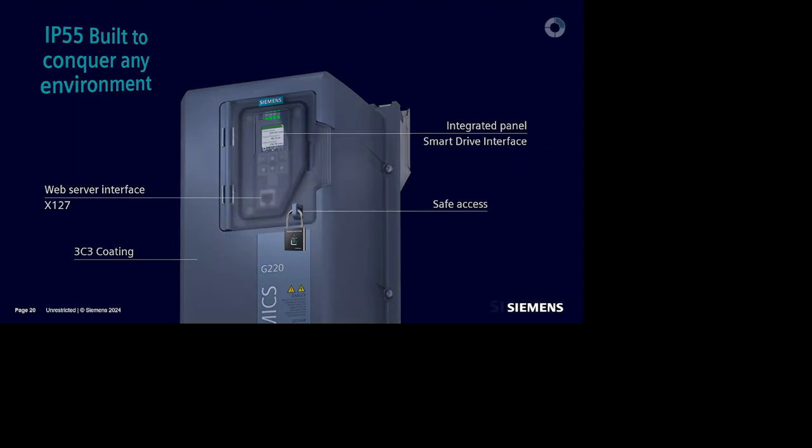So, due to all of these highlights that we have seen, the security integrated functions, the safety integrated improvements, that is mainly on the software side, but also on the hardware side with this IP55 enclosure, with the 3C3 coating, with the integrated braking chopper and DC link choke, we can say that our Sinamics G220 is really robust and it's secure.